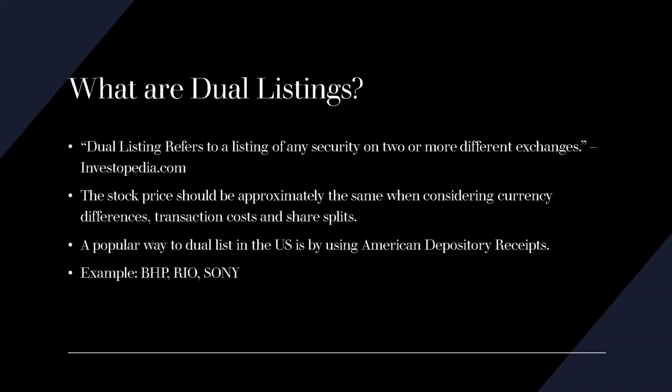So when you look at Mesoblast, for example, Mesoblast has a 5-to-1 share split in the differences between the two listings. So you adjust for everything and then the share price should be around the same.